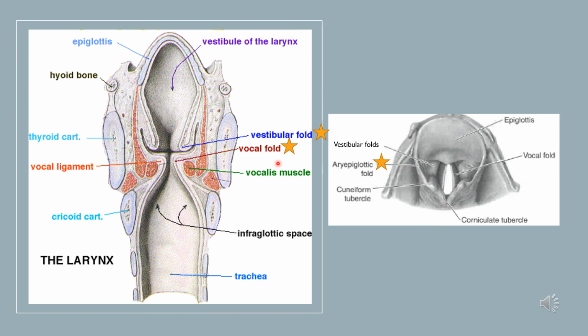The vestibular folds are also known as false vocal cords, and they can be seen here on the left. These are formed by the vestibular ligaments, and they are protective in function. The space between them is called the rima vestibuli. Just below that, we see the vocal folds, which are true vocal cords, and each fold is formed by a vocal ligament and vocalis muscle. The space between the vocal folds is called the rima glottidis.